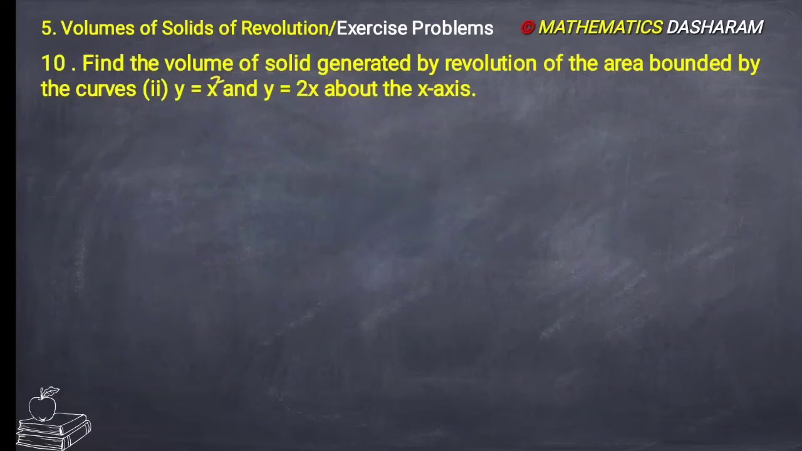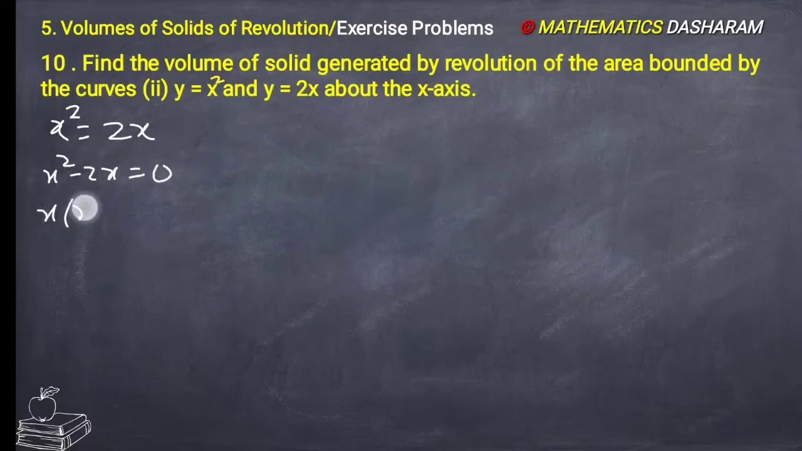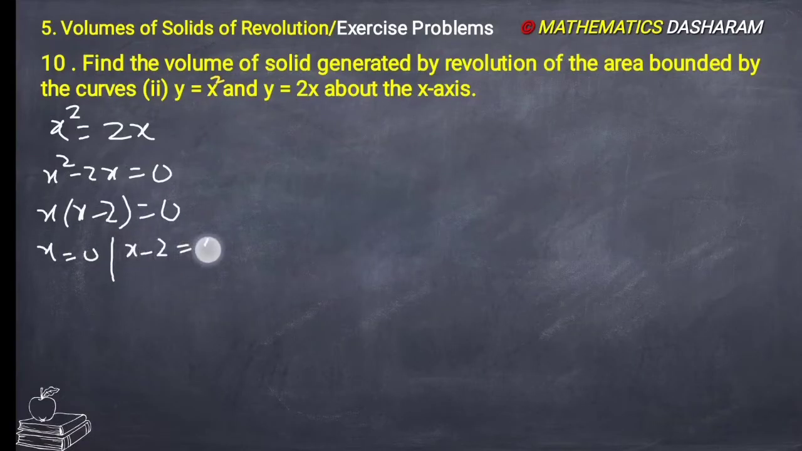Second question, y equals x square and y equals 2x. So let's find out the x values. Here both are equal to y, so we can equate the RHS values. x square equals 2x. x square minus 2x equals 0. Take x common: x, x minus 2 equals 0. x equals 0, x minus 2 equals 0, so x equals 2.